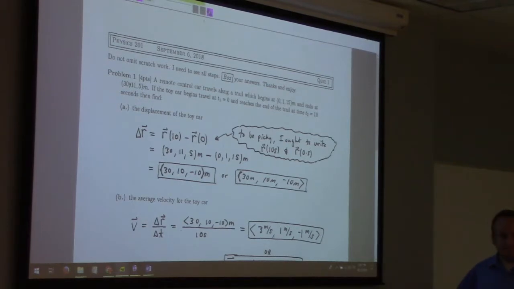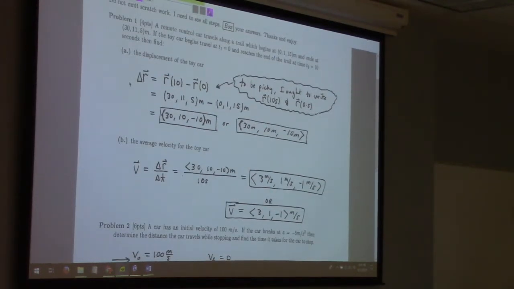So that's part A. Part B, you're supposed to find the average velocity for the toy car. So you take the displacement divided by the time. The time is the 10 seconds minus the initial 0 seconds. So the time elapsed, I can almost say that today, is 10 seconds. And the displacement, well, you figured that out in part A, right? So the average velocity is a vector. And in fact, it is 3 meters per second, comma 1 meter per second, comma minus 1 meter per second. All right? Any questions about this? All right, good.